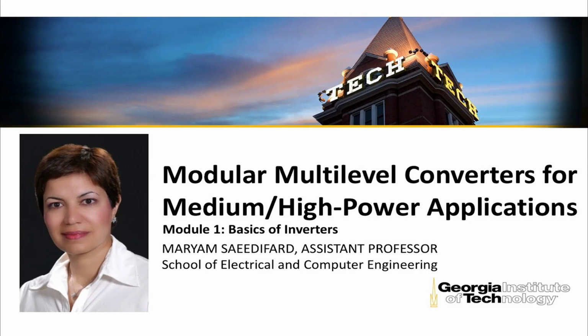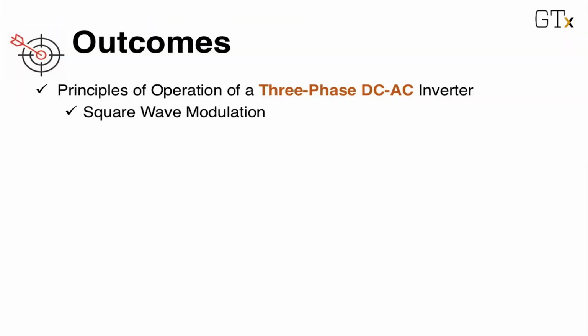Hi everyone, and welcome to the course on modular multi-level converters for medium and high power application. This is the fourth lesson of module 1 on basics of inverters. In this lesson, we will get familiar with the basics of operation of a three-phase DC to AC inverter, and we will start to also understand the basics of modulation, including a square wave modulation.